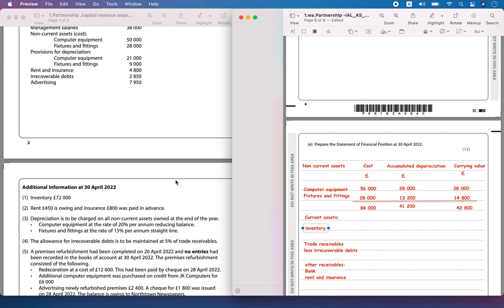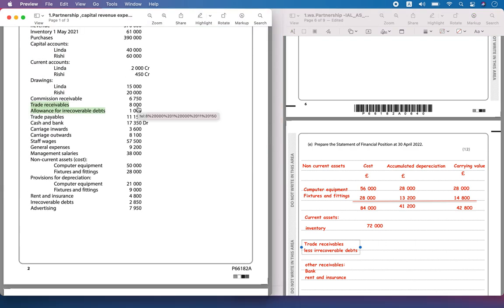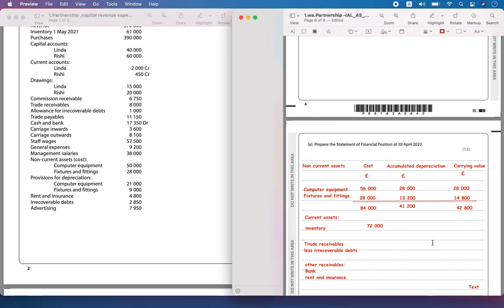Okay, that's the closing inventory. So closing inventory is a current asset. So let's write that, 72,000. We have trade receivables less irrecoverable debt. The trade receivables were around 8,000 and the irrecoverable debt was 2,850.